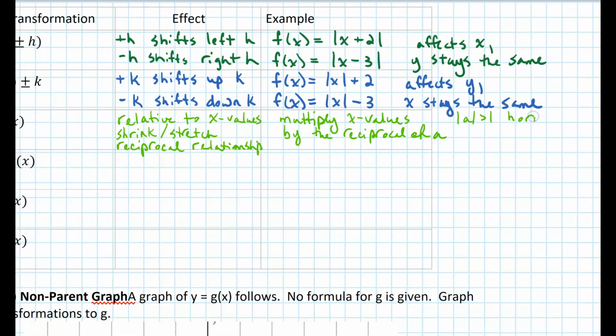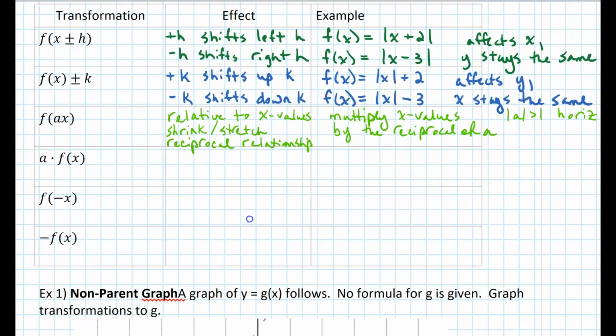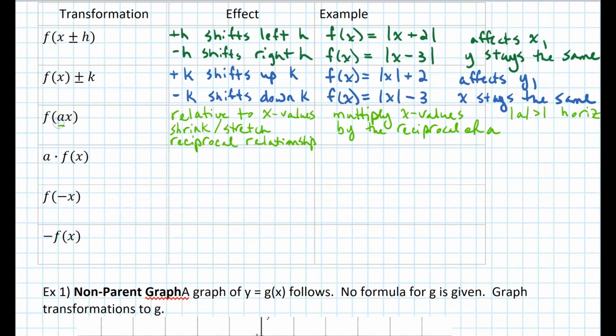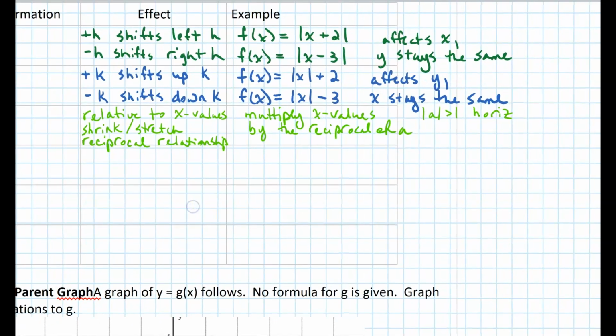Also, what are you talking about when you say a? The number that you are multiplying the x by. Oh, like the 2 in the other. Mm-hmm. Yes. What did you write after the absolute value of a? Greater than 1. Okay. So if a is bigger than 1, the reciprocal is going to be a fraction. And so we end up shrinking away from the x-axis.